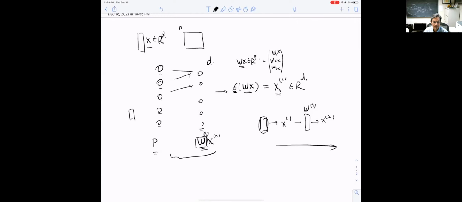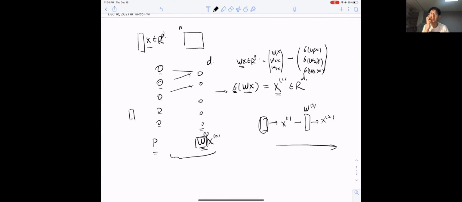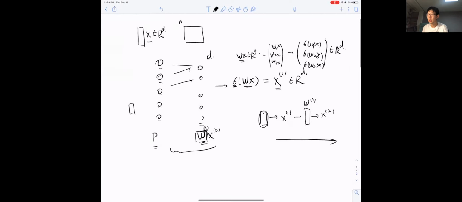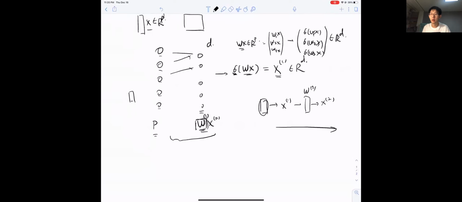After that, for each element we apply this sigma transformation. So this function is element-wise. I just use this notation for simplification. Let's say dimension D is still the dimension after the linear transformation. So you can treat it as a one-step nonlinear transformation for one layer.